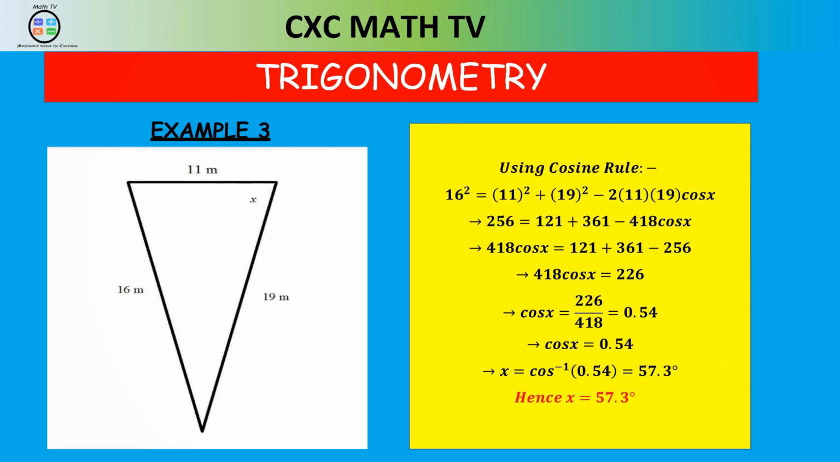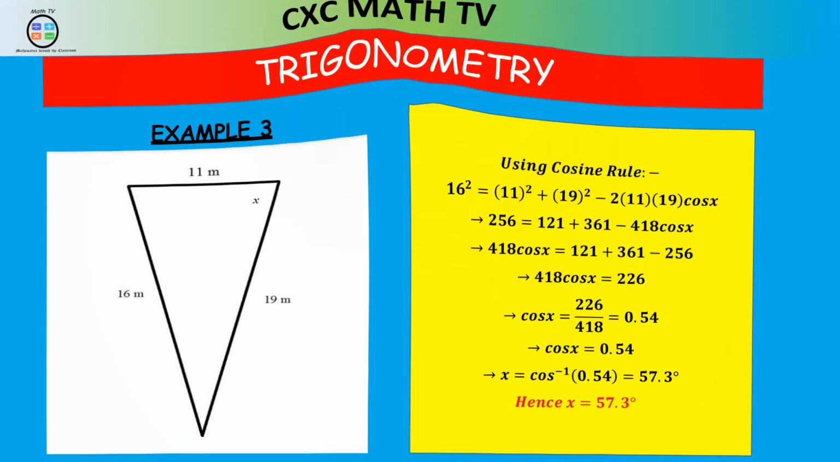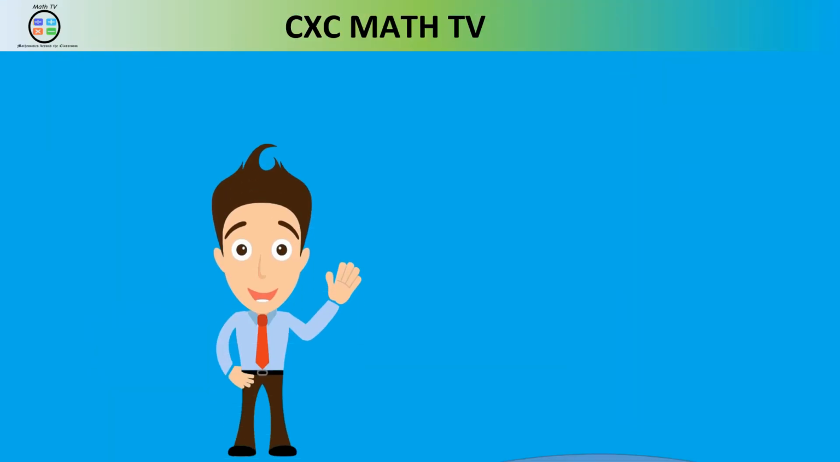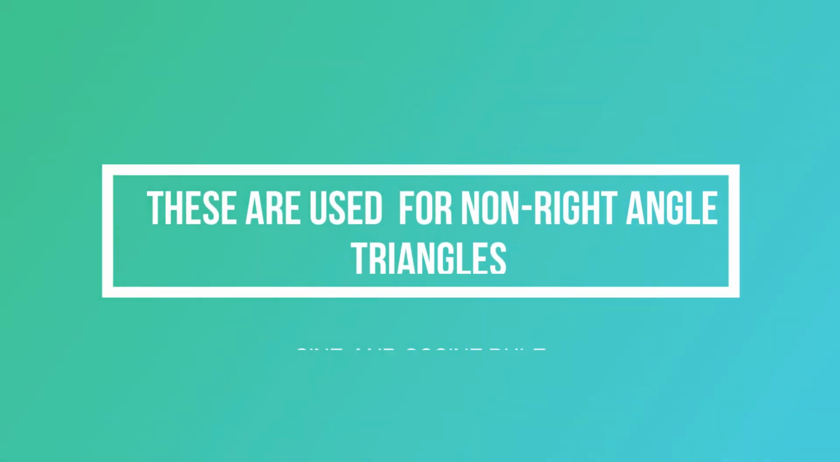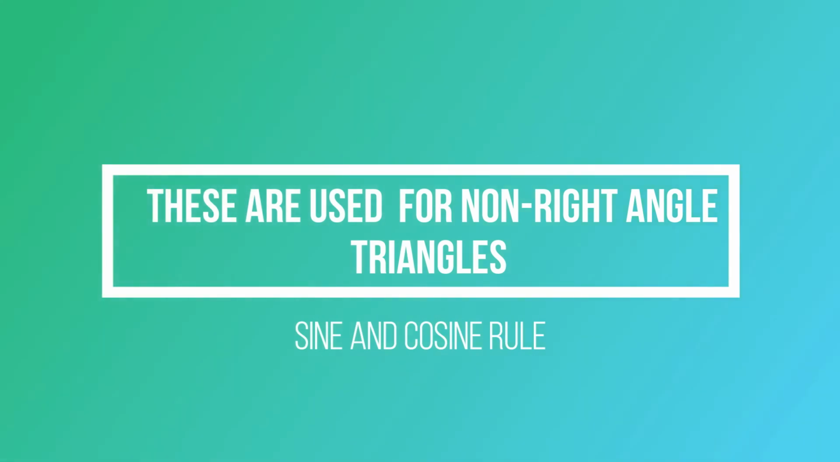So that's pretty much it. That's it for the sine rule and cosine rule. So pretty much the sine rule and cosine rule are used when we have non-right angle triangles. Once you remember these rules, you'll be fine.